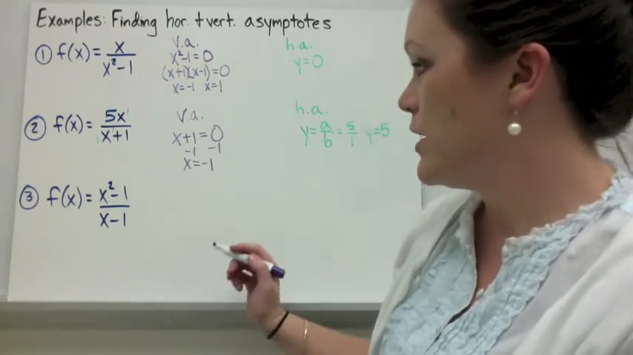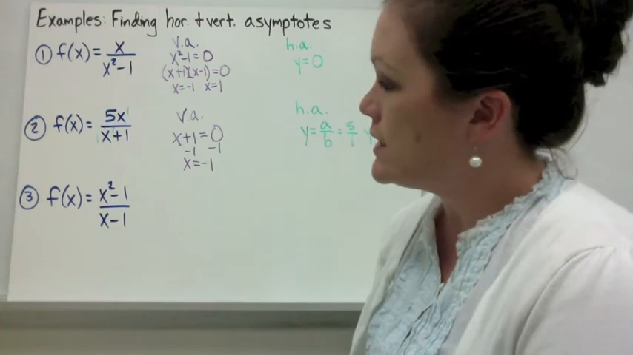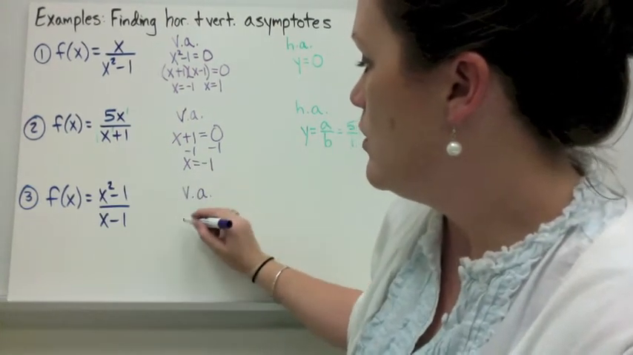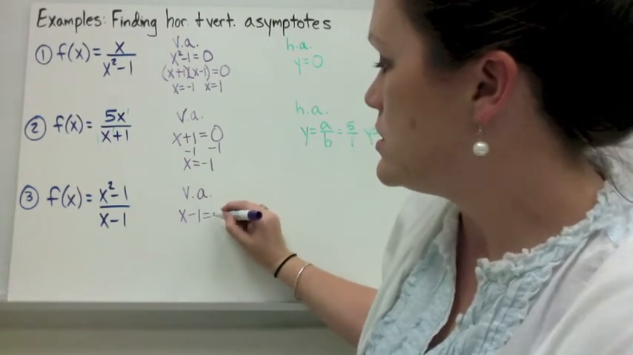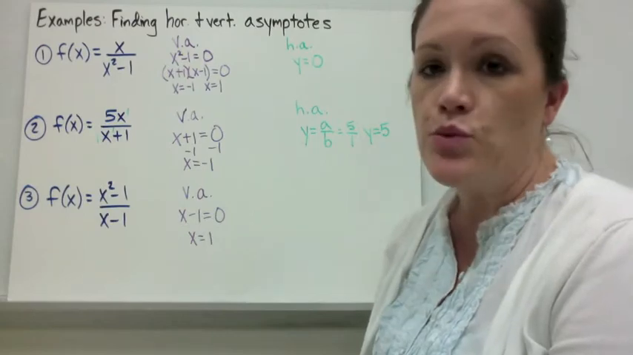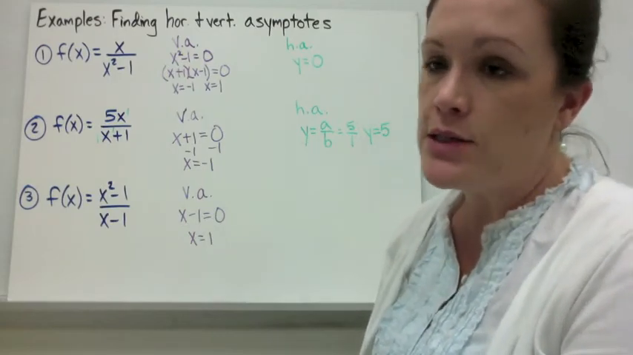Let's check out example 3. I have x squared minus 1 over x minus 1. For the vertical asymptote, we still set the denominator equal to 0. So we quickly get that x would be equal to 1. So it has one vertical asymptote at x equals 1.